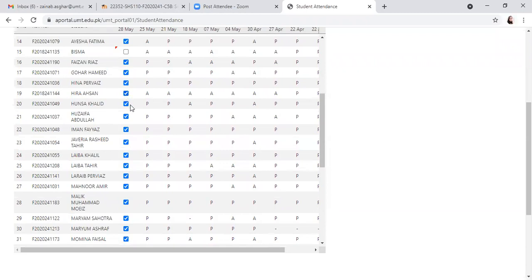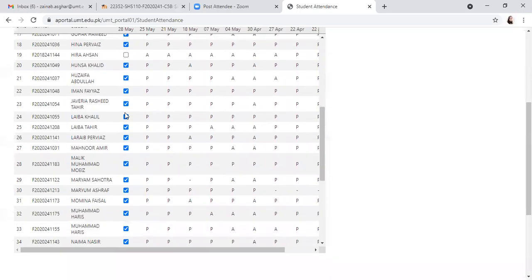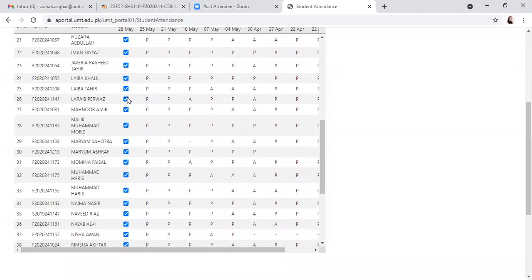Hira Ehsan, Hunsa, Present, ma'am. Huzaifa, Present, ma'am. Iman, Present, ma'am. Fiaz, I will be present, it disconnects. Okay, okay. Javeria, Present, ma'am. Laiba Khalil, Present. Laiba Tahir, Present. Laiba Pervez, Present, ma'am. Okay, okay, sorry. Mahnoor, Present, ma'am. Malik Muhammad Moiz, Present, ma'am.